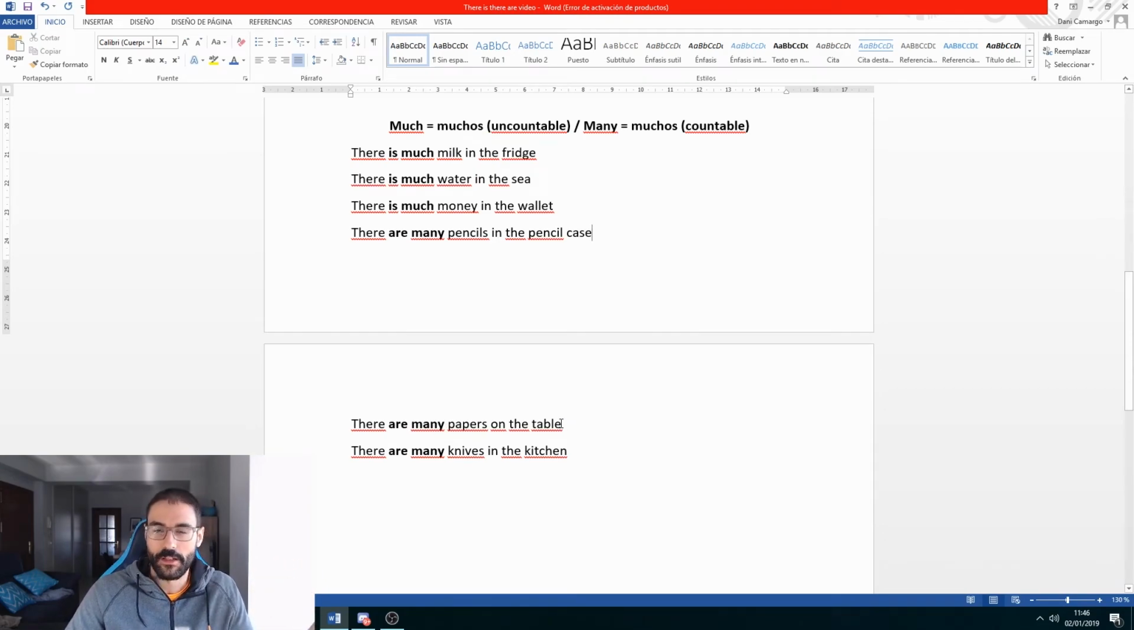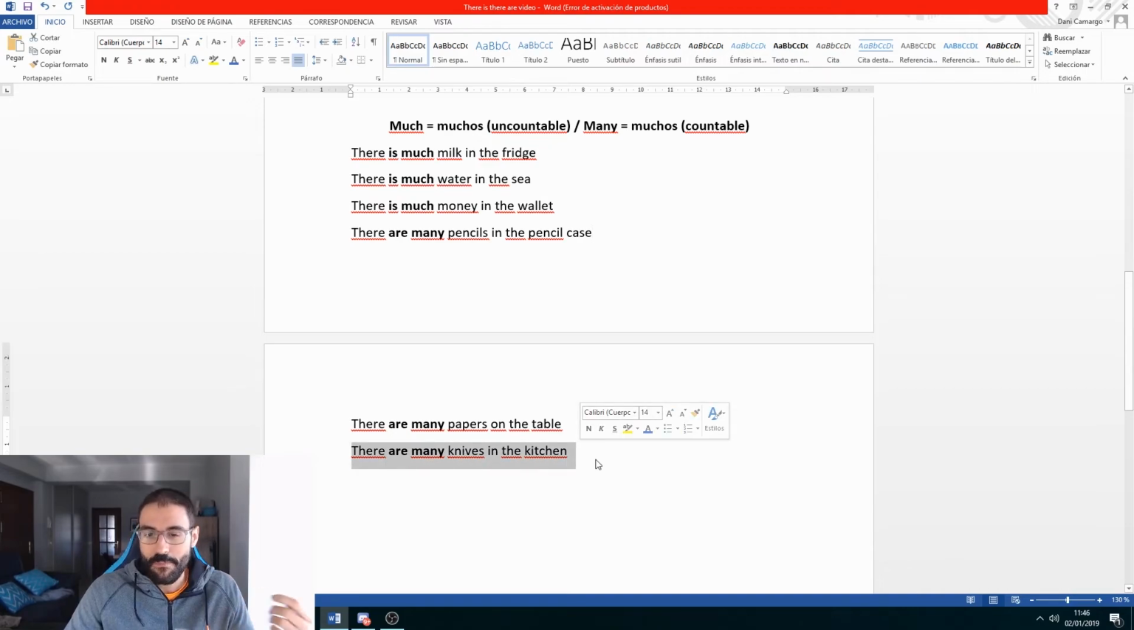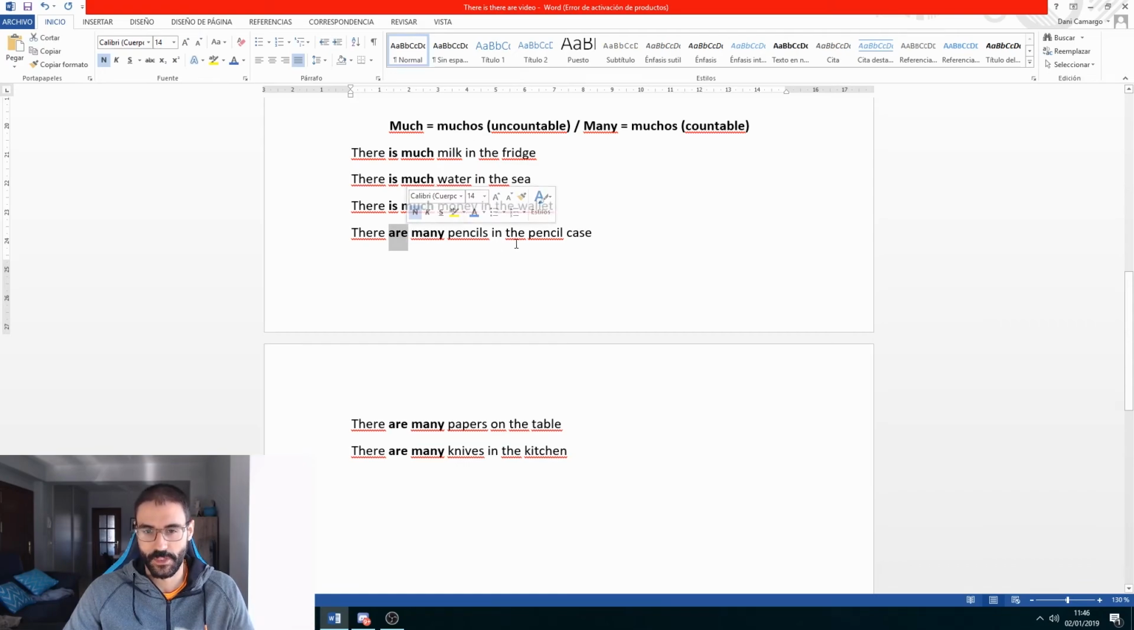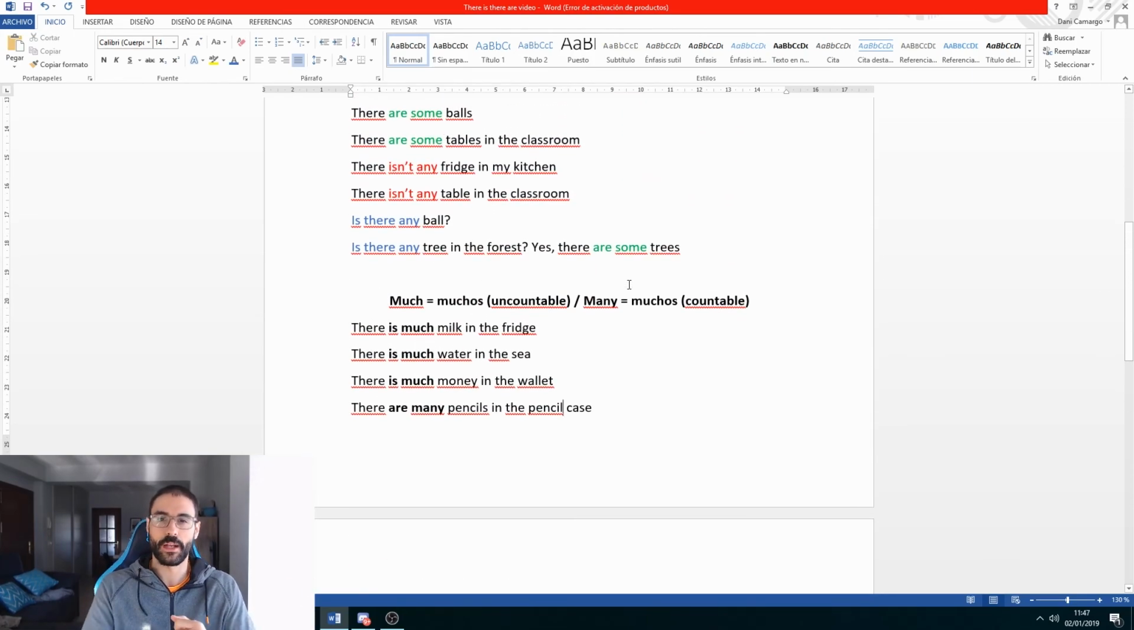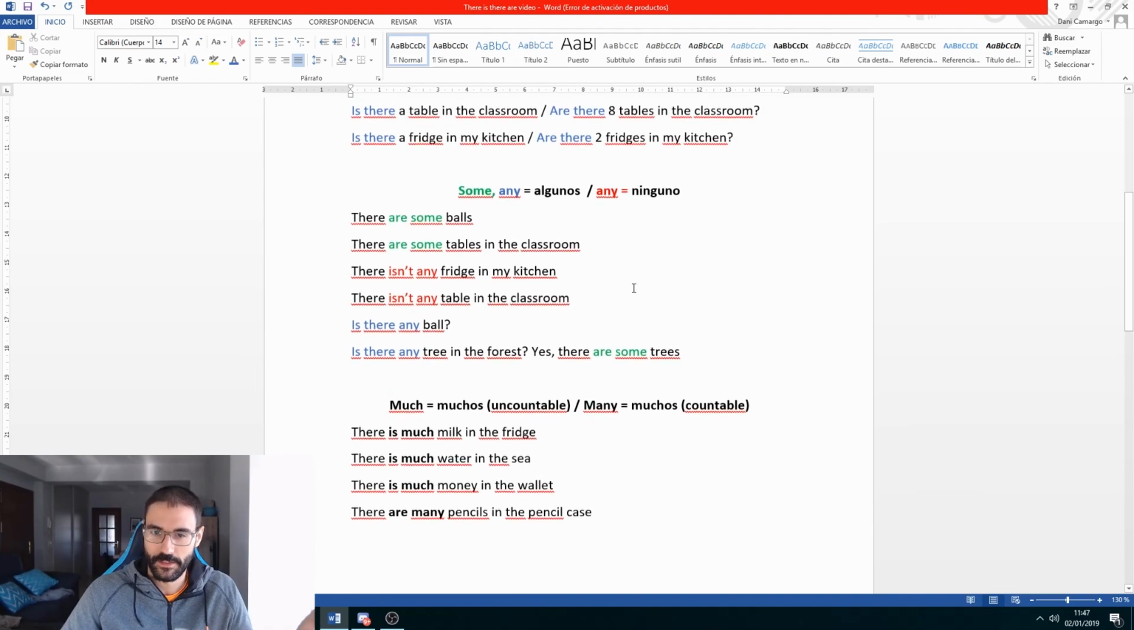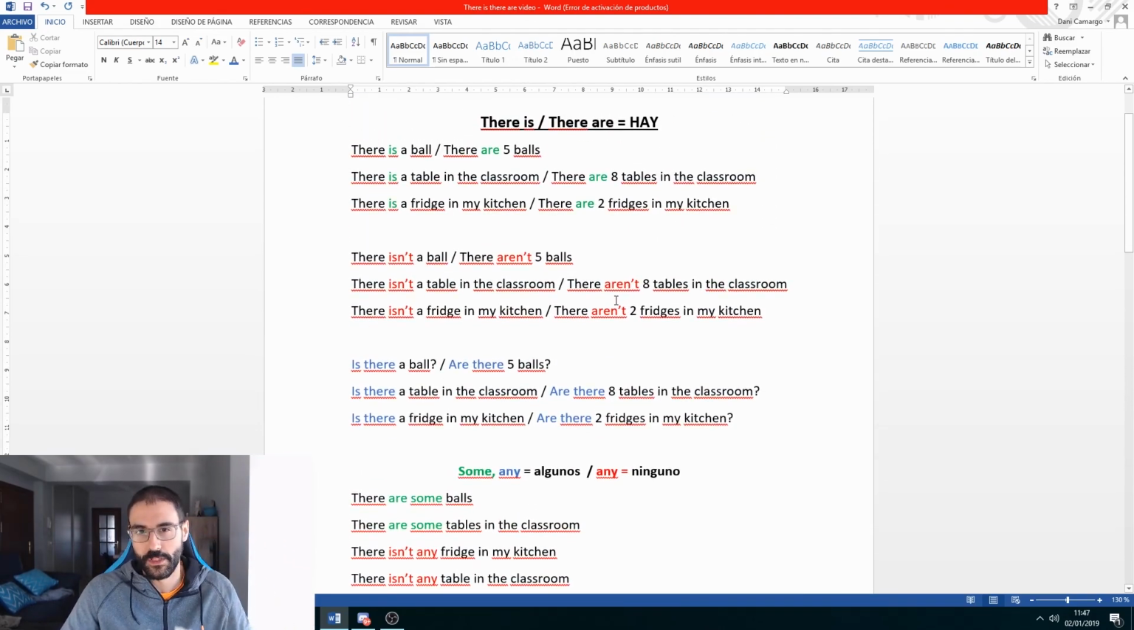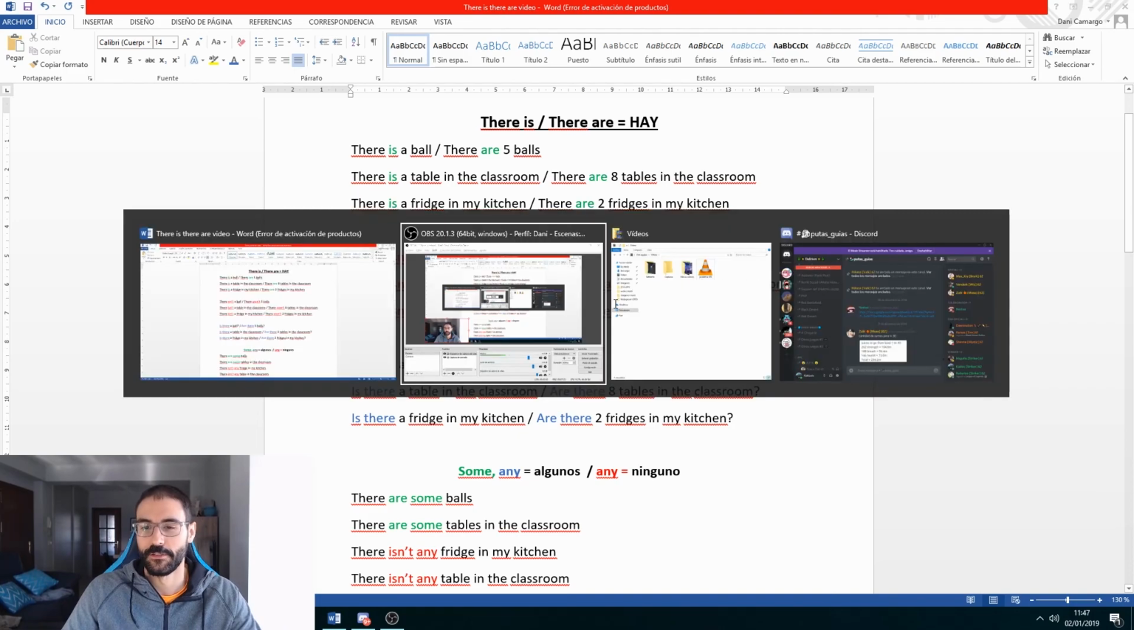Next example, there are many papers on the table. Hay muchos papeles en la mesa. You can count them. You can say 3 papers, 4 papers, okay? And last one, there are many knives in the kitchen. Hay muchos cuchillos en la cocina. Okay? So for much, you use singular, is, and for many, you use the plural, are. Okay? And that's it. You can practice with this, but it's very important to have this very clear. Okay? So see you in class.